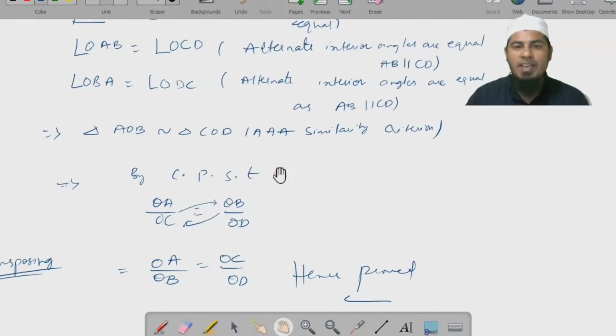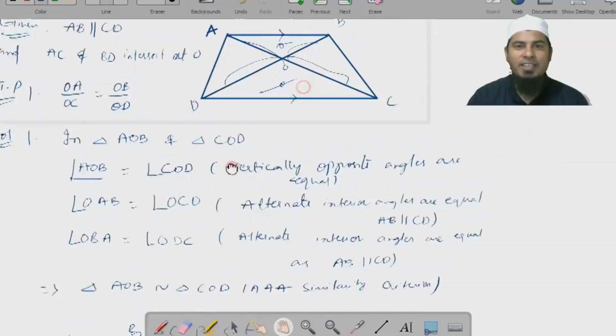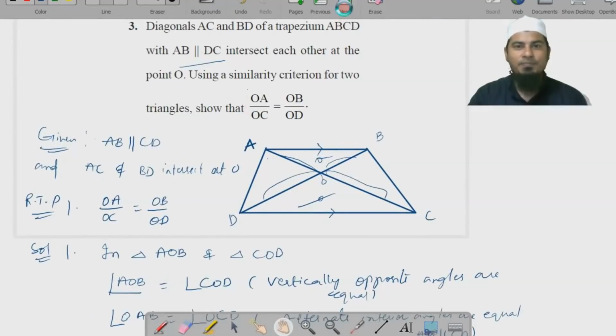Hence, by CPST, what we can write here is the ratio OA by OC is equal to OB by OD, but this ratio is not what is asked. We need to prove OA by OB, so I can reshuffle this after taking CPST. So OB is taken here, OC is taken here. Reshuffling, transforming to give the answer. I hope you understood this solution. Let us go to the next question.